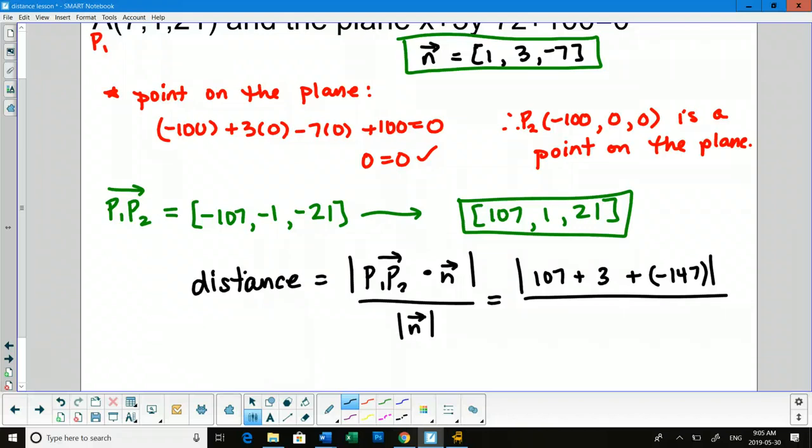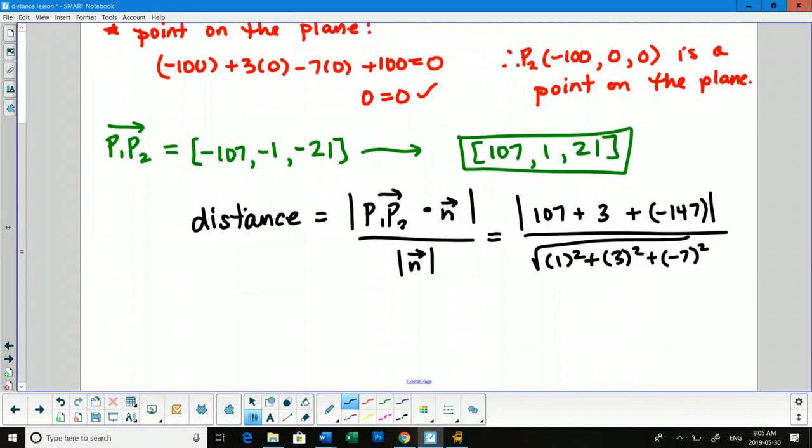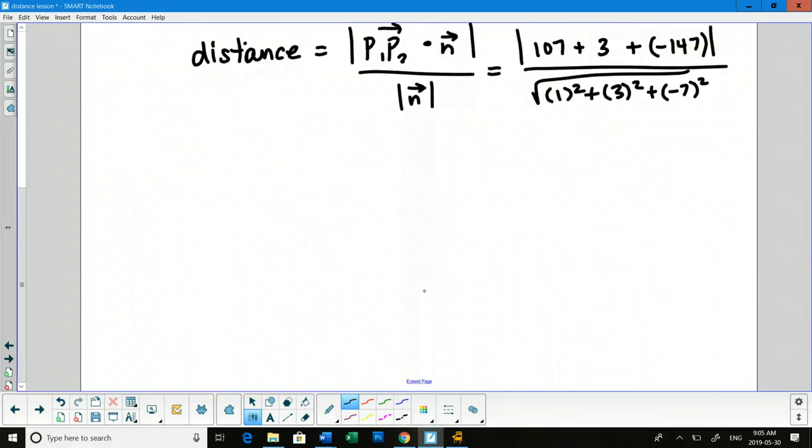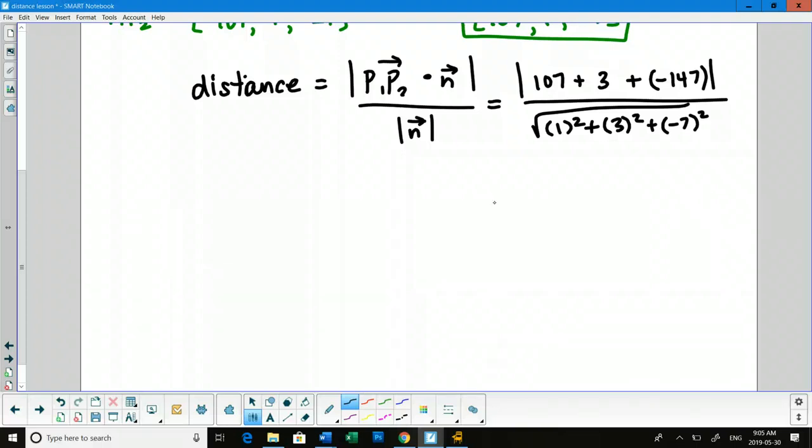And then the magnitude of the normal vector, so each component squared and added. Okay, and then what are we getting up here? We're getting negative 37. Makes sense. So 1 plus 9 plus 49 is 59. Great.